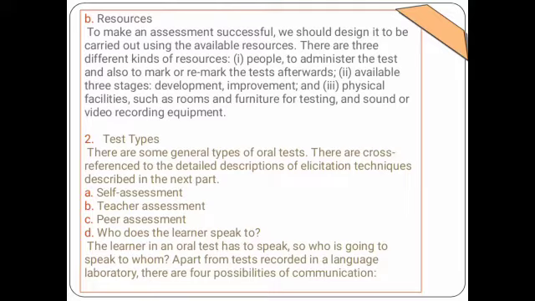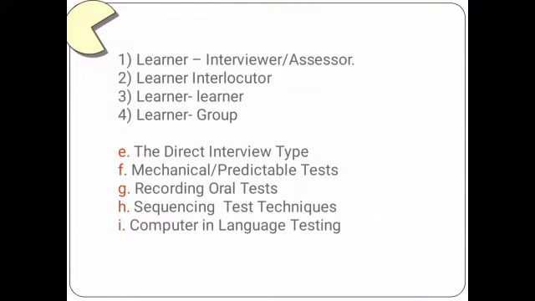The learner in an oral test has to speak, so who is going to speak to whom? Apart from tests recorded in a language laboratory, there are four possibilities of communication: learner and interviewer or assessor, learner and learner, learner and interlocutor, learner and group. E. The direct interview type. F. Mechanical predictable test. G. Recording oral test. H. Sequencing test techniques. I. Computer in language testing.